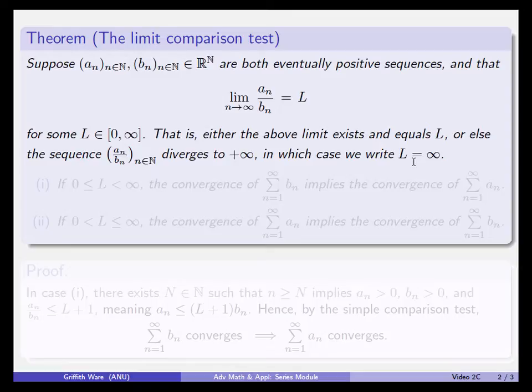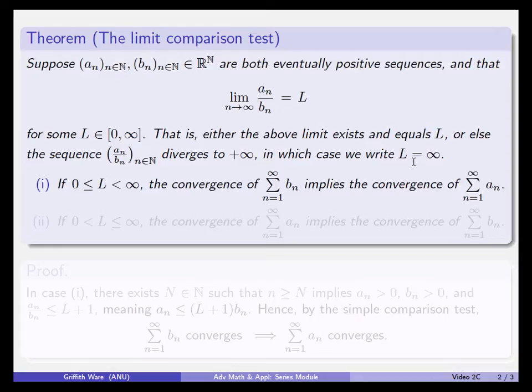Okay, so that's the setup. We assume that we have this defined limit, possibly infinity, for the sequence of fractions an divided by bn. Once you've got that, there are two halves to the theorem. And the first half says that if L is not infinity, then the convergence of the series Bn implies the convergence of the series An.